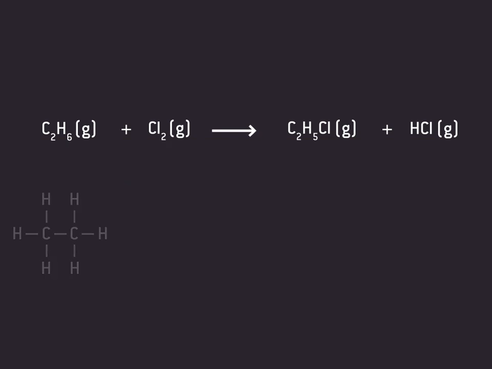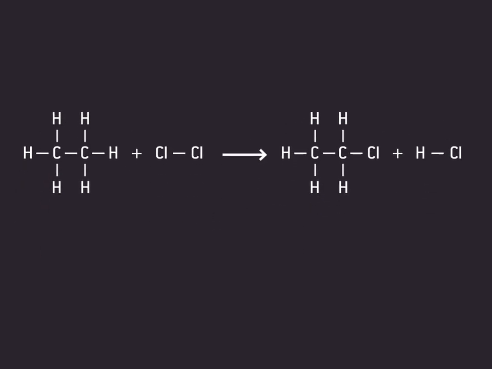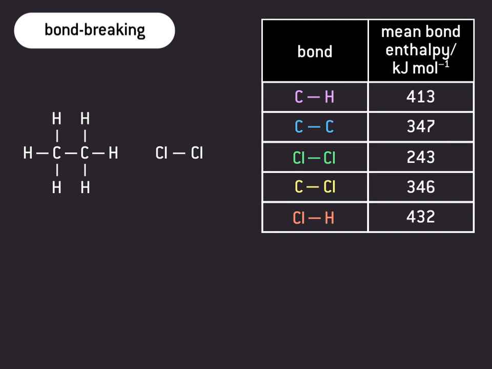First, we rewrite the equation using displayed formulae so that all of the bonds are shown. We imagine that during the reaction, all of the bonds in the reactants break in an endothermic process to give separate atoms. We then use mean bond enthalpy values to work out the amount of energy needed to do this.